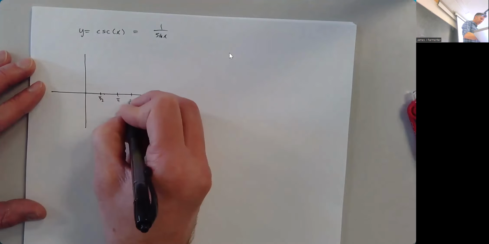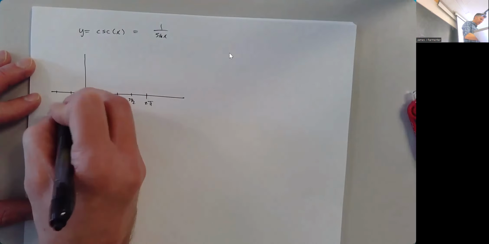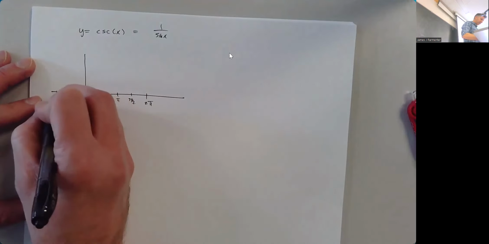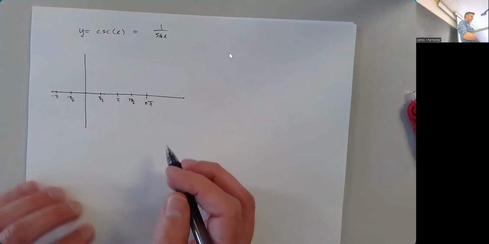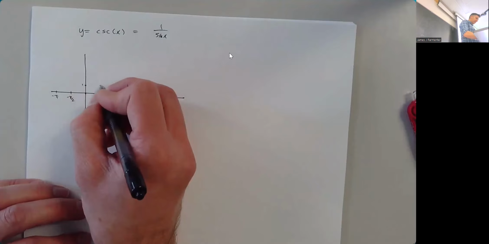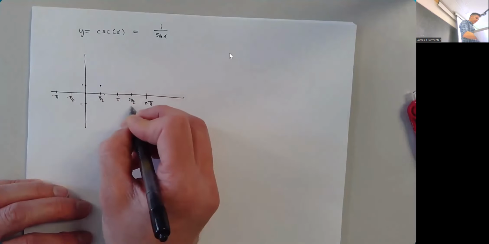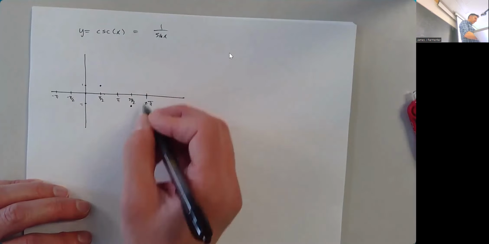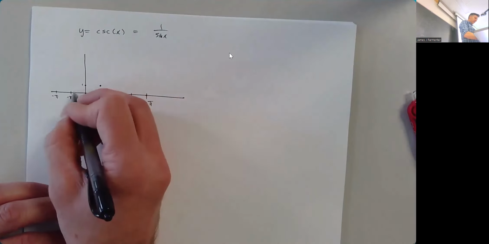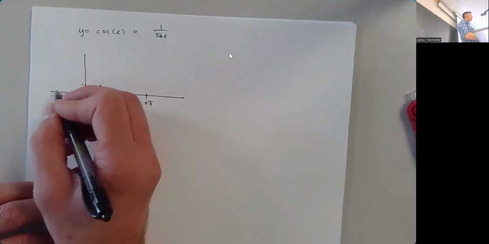I might go to the negative side as well. I might go maybe one or two values to the left and say negative pi over 2, negative pi. I know that sine of 0 is 0. Sine of pi over 2 is 1. Sine of pi is 0. Sine of 3 pi over 2 is negative 1. Sine of 2 pi is 0. And sine of negative pi over 2 would also be negative 1. And sine of negative pi would be 0.